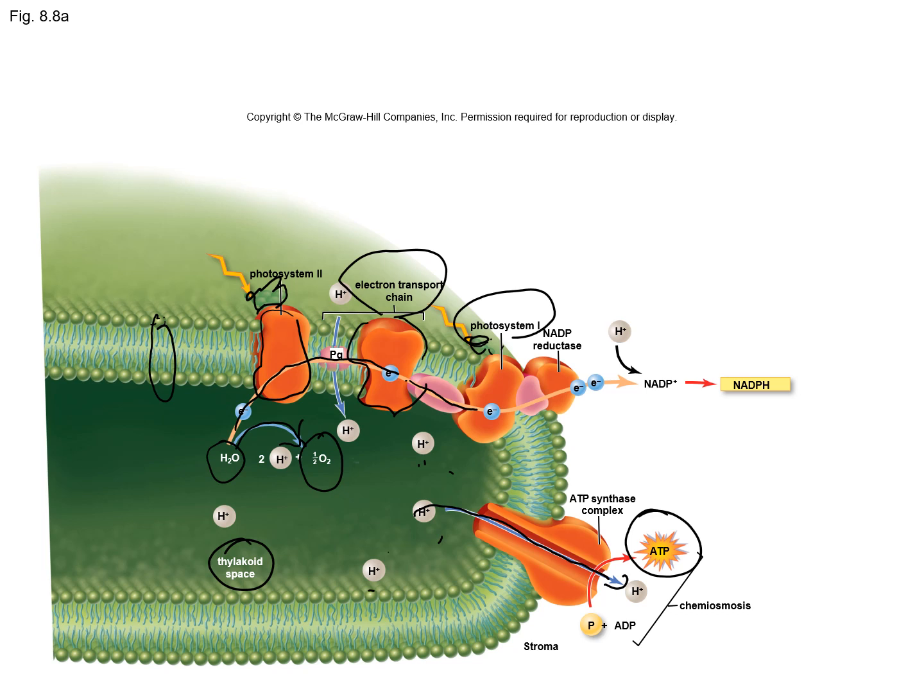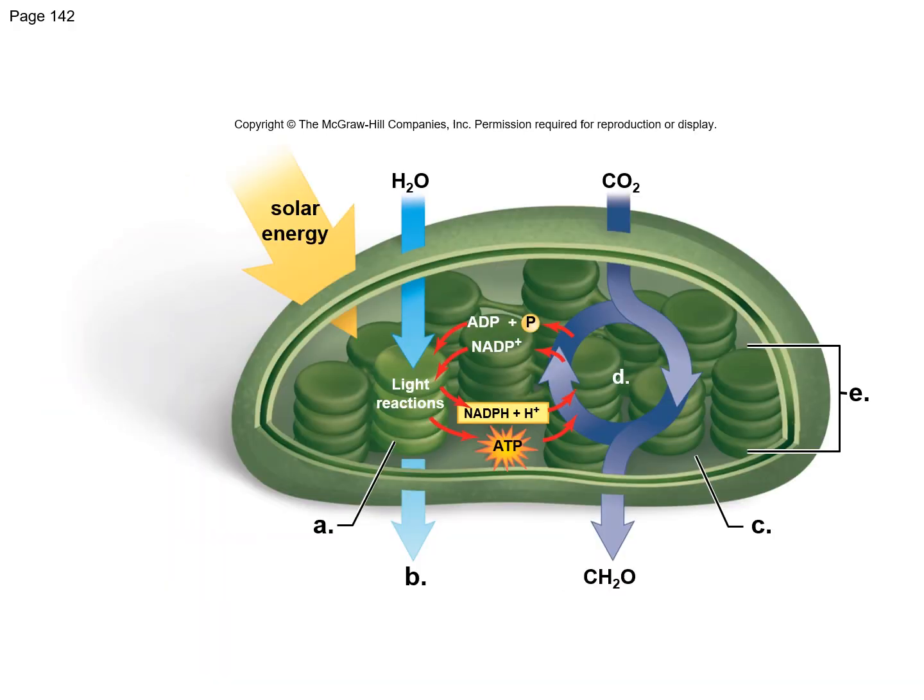So then NADP reductase is used to attach the hydrogen to NADP plus and produce this NADPH, which will then be passed over to the Calvin cycle. So you have a similar diagram on the handout I gave you in class.